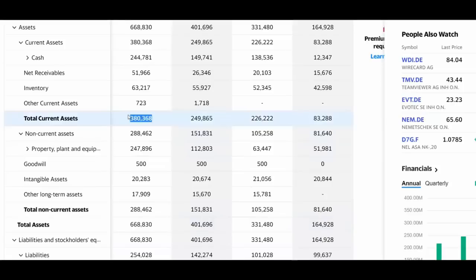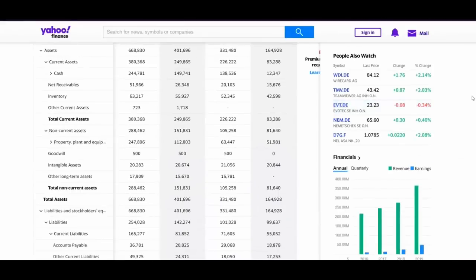So total current assets plus total non-current assets gives us a number of total assets. So the total non-current assets means the assets which they cannot liquidify in the coming 12 months. These are long-term assets, like property or plant equipment, that means they are not planning to liquidify this in the coming 12 months.